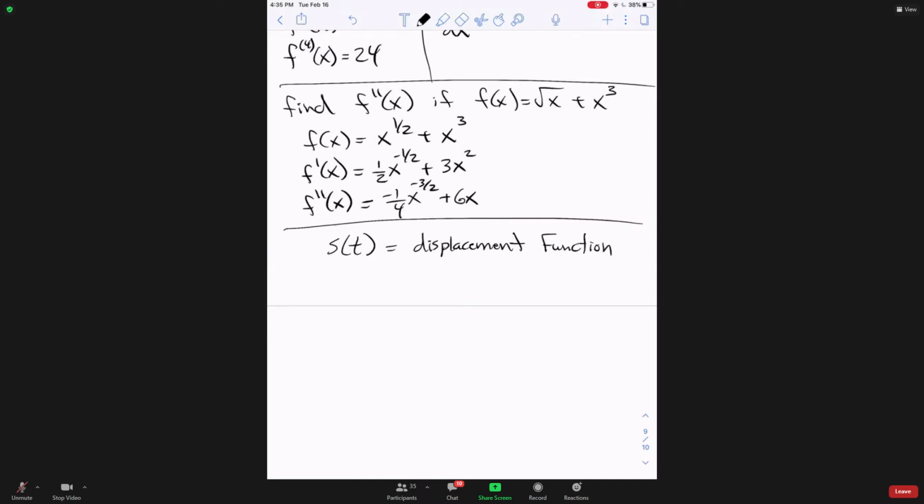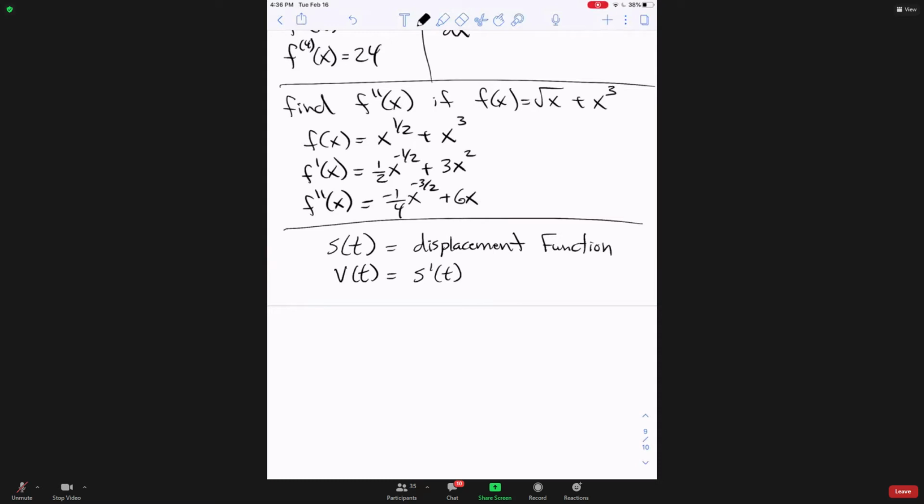So, or also called the position function. If you have a particle or an object moving, we're talking about physics now, the position of the object is usually denoted by S as a function of time. V being velocity, that would be the derivative of the displacement function. So to get the velocity of the object, you take the derivative of S and you get the velocity.